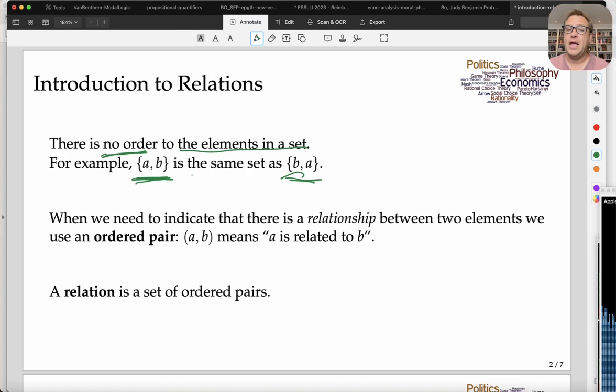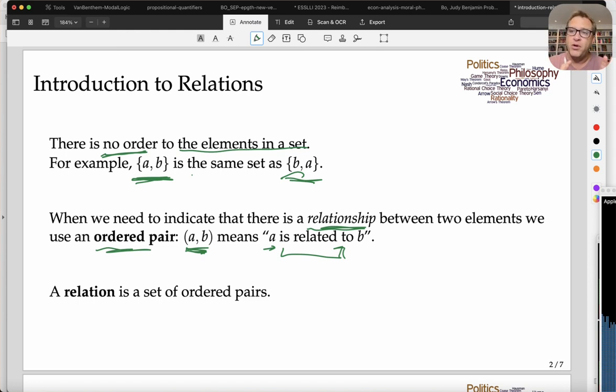A and B. But often we need to indicate a relationship between two elements. And when we do that, we need to use something other than a set, something other than these curly braces to indicate that it's a set. So what we typically do there is we use what's called an ordered pair. An ordered pair is two elements listed between two parentheses. So the ordered pair A, B typically means that A is related to B in some way.